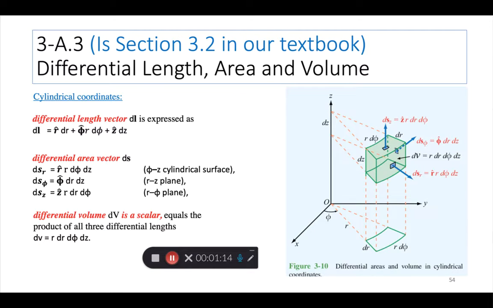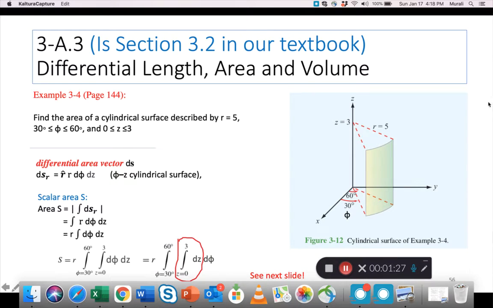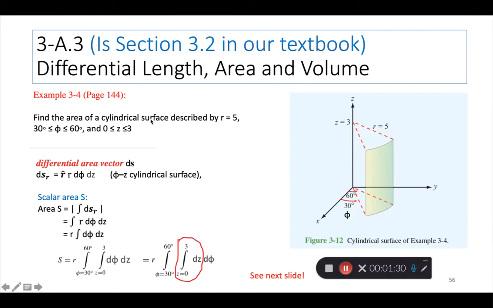Okay, so I'm moving on to the first slide where we will look at a problem or an example. I stopped on slide 56, and slide 56 is example 3-4 from our textbook. It's on page 144. So here you will see the first example of why we defined all these differential areas or differential items, length, area and volume, and how to use it.